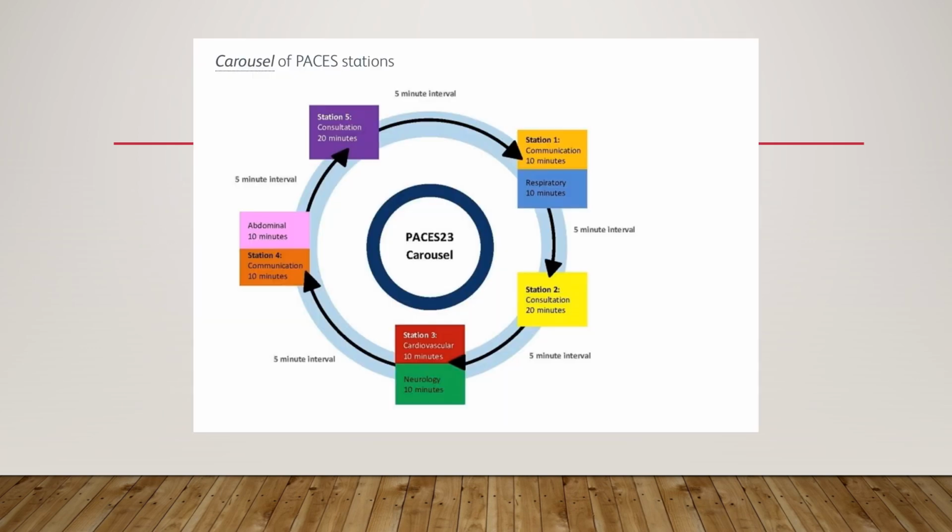these are the 5 stations that you will be passing through. So station 1, communication station and respiratory examination, and then consultation station 20 minutes, and cardiovascular system examination, neurologic examination, communication station, abdomen examination, and then consultation. So these are the 5 stations that you will be rotating. After the 5 stations are completed, then the exam will be done.